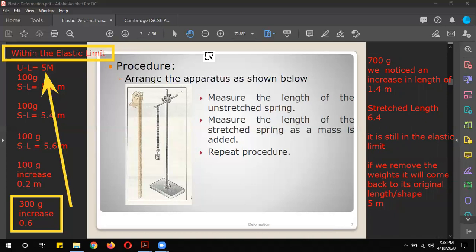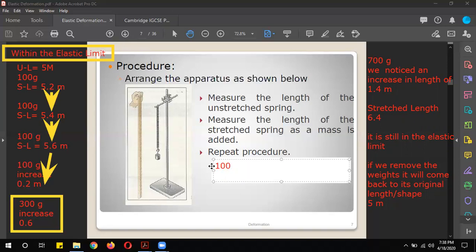But another thing is, if you see, there is an equal stretch when we add equal grams of weight, which, sir, is 0.2. But when we cross the elastic limit and we add even 100 grams, we will see an increase in length which could be like 0.6 meter. Okay? Yes, sir.